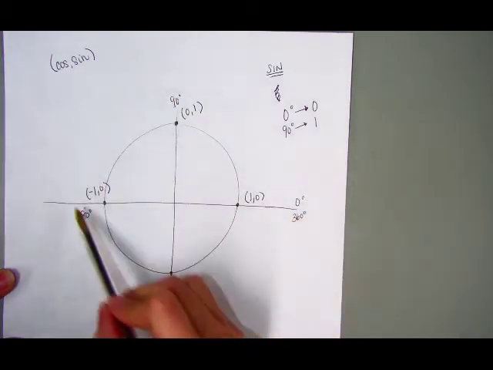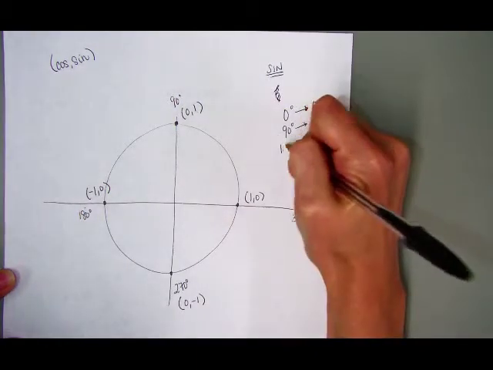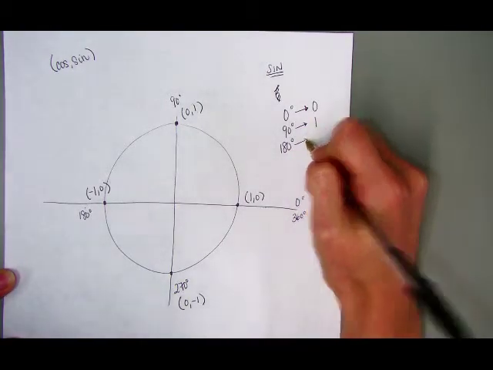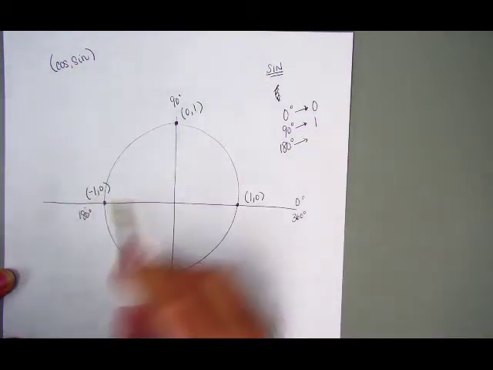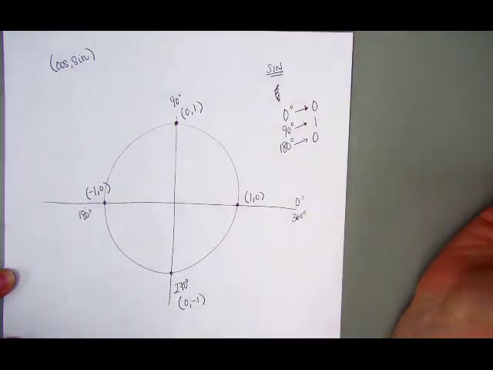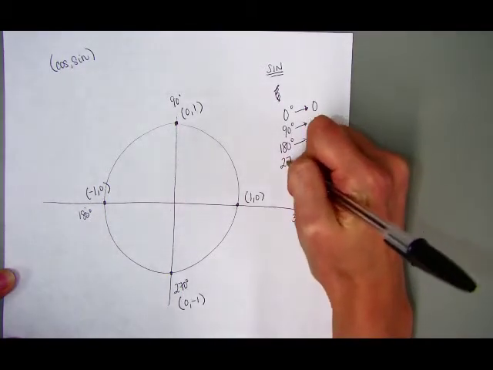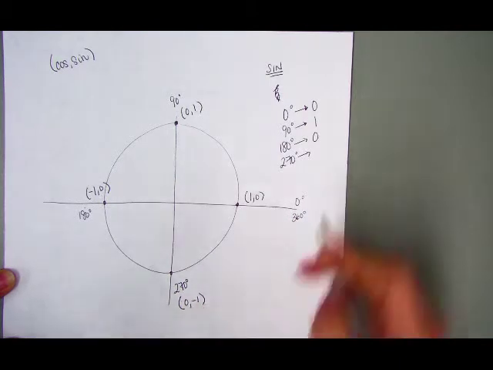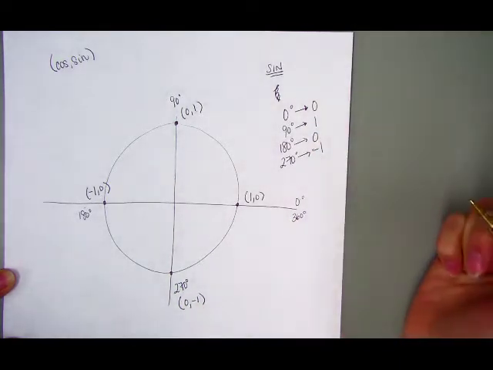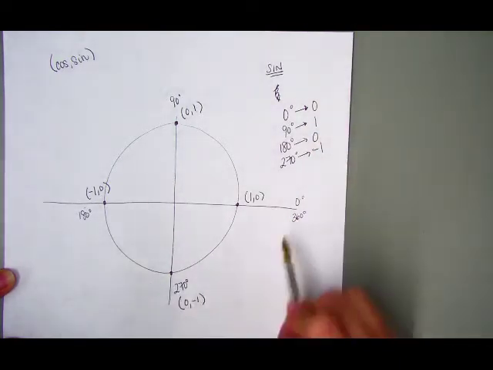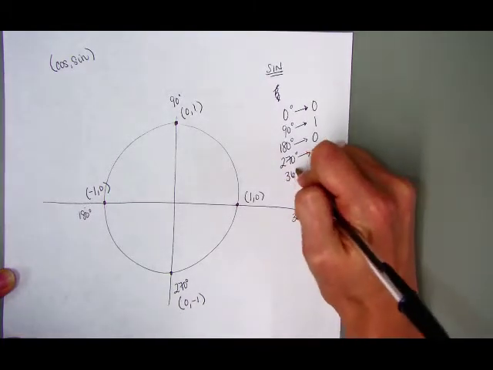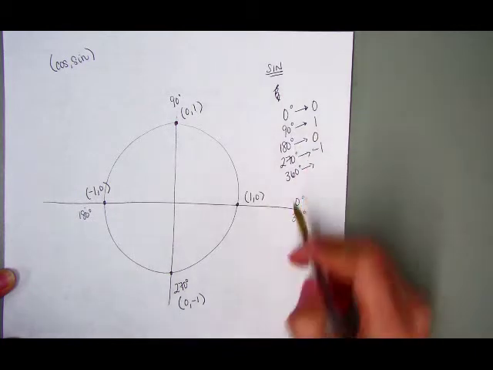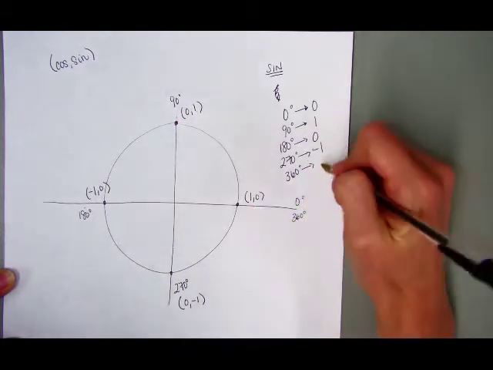If I keep going around, my next quadrantal angle is 180 degrees, and at 180 degrees my sine value is 0. At 270 degrees my sine value is the second one, which is negative 1. If I go all the way around my circle to 360 degrees, so I've done one complete circle around my unit circle, I go back again to my sine value being 0.